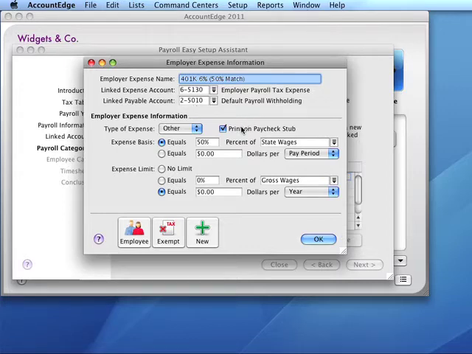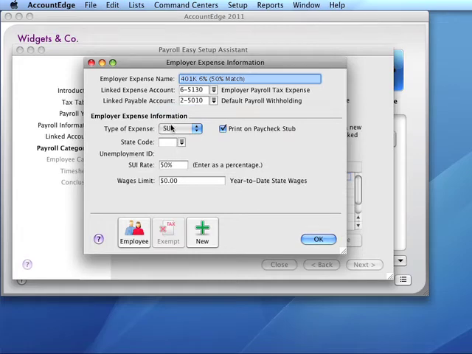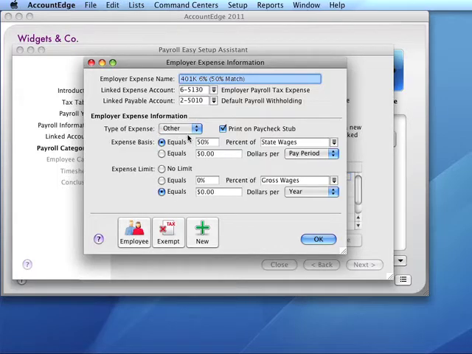If we want the amount of the expense to print on a pay stub, we would check mark this box. We need to indicate the type of expense: SUI for state unemployment insurance, SDI for state disability insurance, and other for all other expenses other than SUI and SDI, such as matching 401k amounts, union dues, and insurance programs.